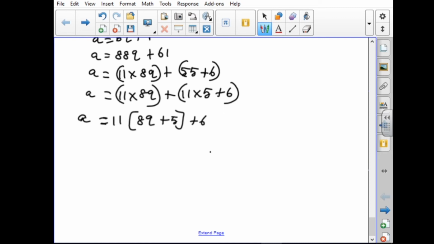The first sentence is this one: a positive number is divided by 88, the remainder is 61. So this number we split and write like this, and now we are getting this statement: a number is divided by 11, what is the remainder? So the remainder is what here? 6. Here the remainder is 6.